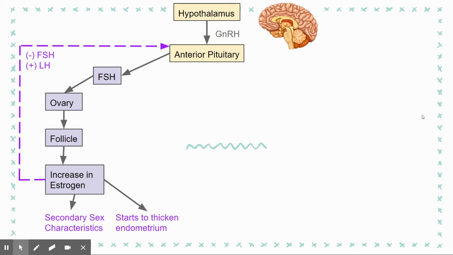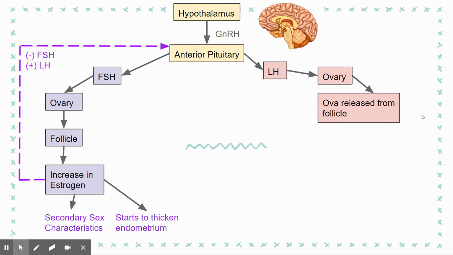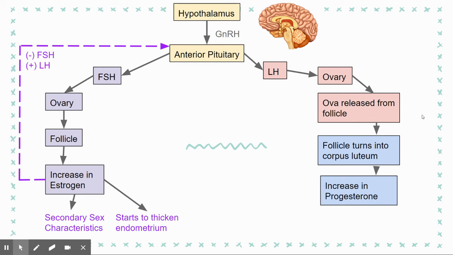So once the follicle has grown and you have a mature follicle and an ovum is ready to be released, we will stop FSH from occurring. So that's the negative feedback loop. But then we will encourage LH to start secreting, which we call a positive feedback loop. On this side, LH will go to the ovary and tell it to release the ovum from the follicle, which we call ovulation. The follicle then will turn into the corpus luteum, which will then start to increase progesterone, which essentially maintains the endometrium lining.